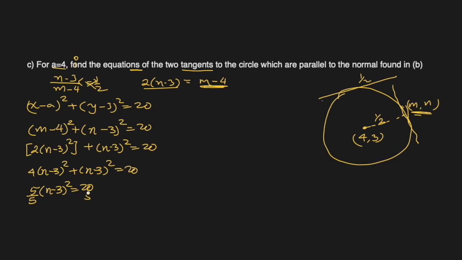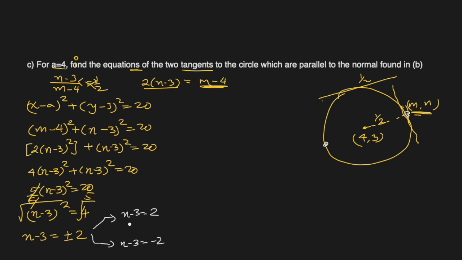It becomes 5(n minus 3) squared equal to 20. Divide both sides by 5. So (n minus 3) squared equal to 20 divided by 5, which is 4. Square root both sides now. n minus 3 equal to plus or minus 2. So plus 2 is for one end and minus 2 is for the other end. So now I know both. I can find the coordinates. So let's see what two coordinates it gives us. n minus 3 equal to positive 2, n minus 3 equal to negative 2.